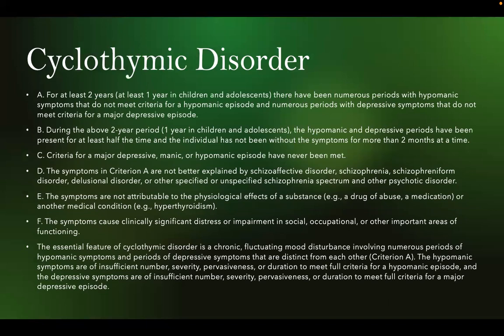So then we'll talk about cyclothymic disorder. This happens over a longer period of time. For at least 2 years in adults and 1 year in children and adolescents, there have been numerous episodes of hypomanic symptoms that do not meet criteria for hypomanic episodes.